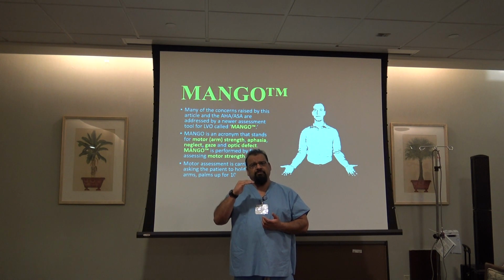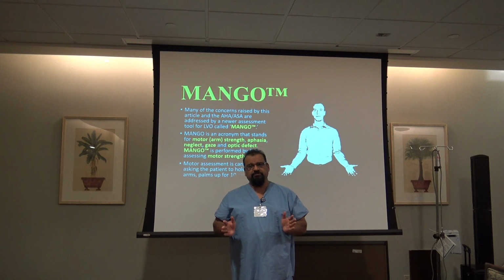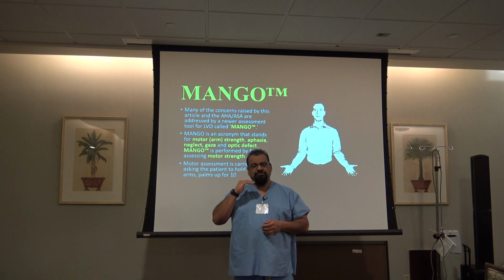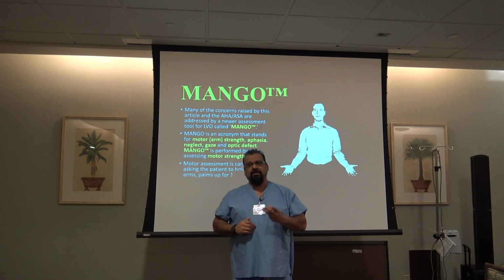So start from the top with motor weakness. If they don't have motor weakness, they're not MANGO positive, we don't suspect they have a large vessel occlusion. If we test them for motor weakness and they have motor weakness, but they don't have aphasia, neglect, gaze preference, or an optic field cut, they're MANGO negative also.